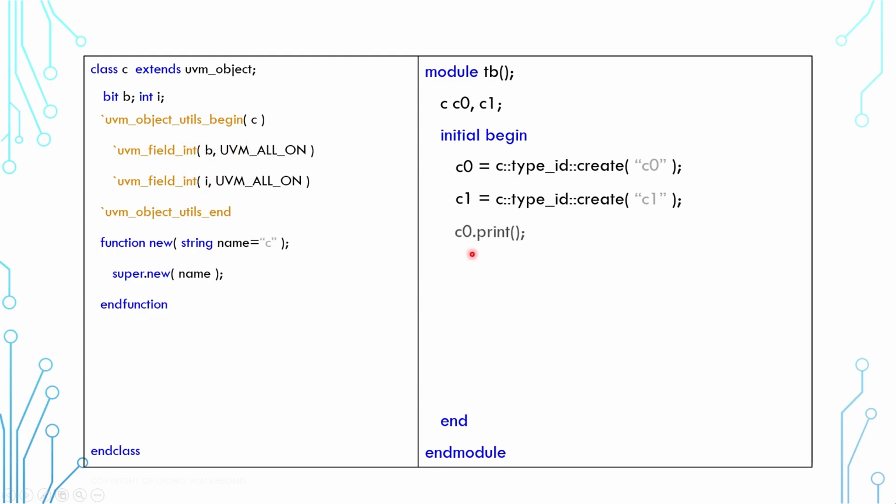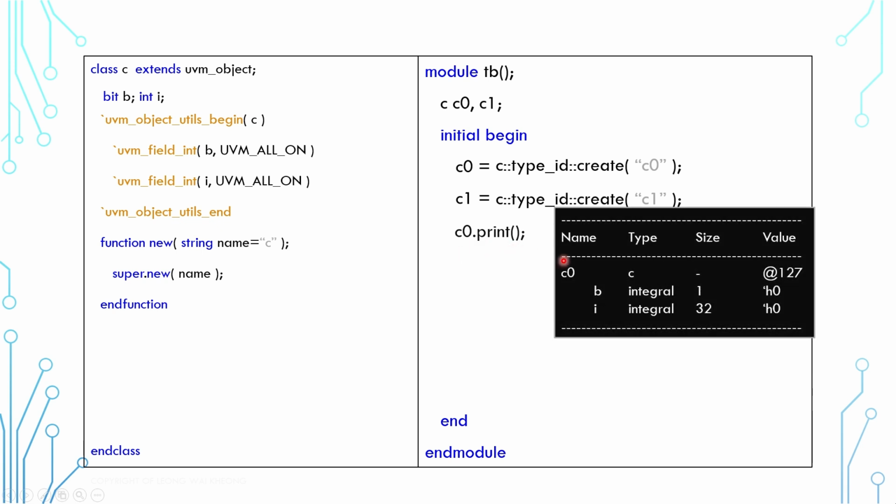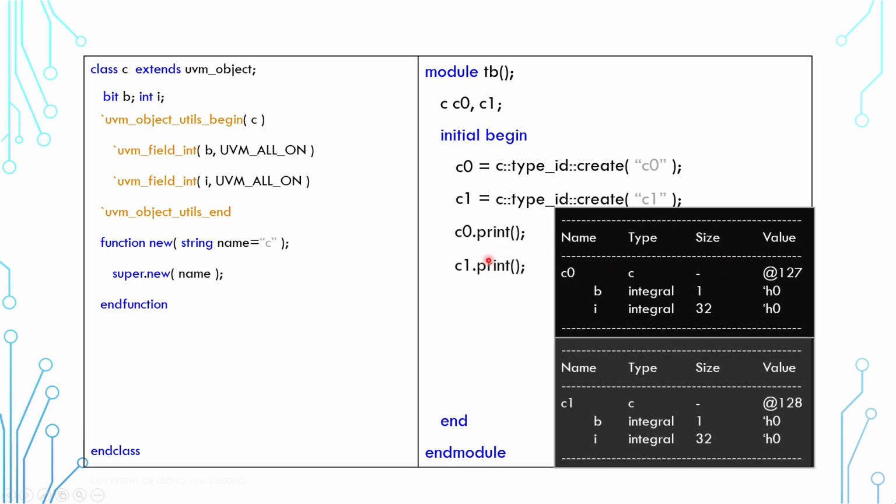For example, if we call c0.print, this would be the message, and if we call c1.print, this would be the message. As you can see, the UVM object has a well-defined printing format. The member variables b and i are displayed in the message because we use these macros here. And this is the c0 object, and this is the type of the object, which is a class C, and this one is an ID of the object.